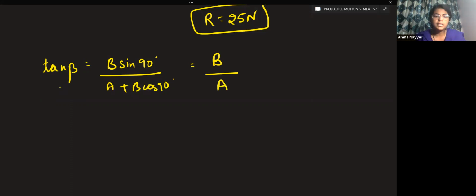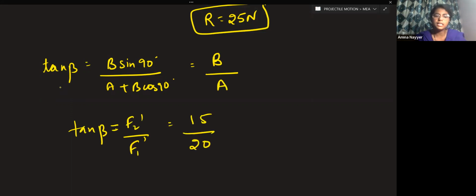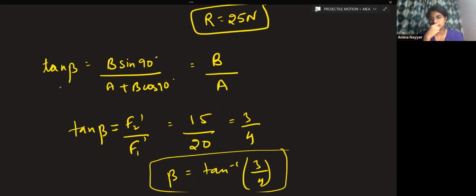So tan beta will be equal to F2 prime by F1 prime, the second vector divided by the first, that is 15 divided by 20, which gives you 3 by 4. So beta is tan inverse 3 by 4, which is your complete final answer. This is the direction, and above was the magnitude.